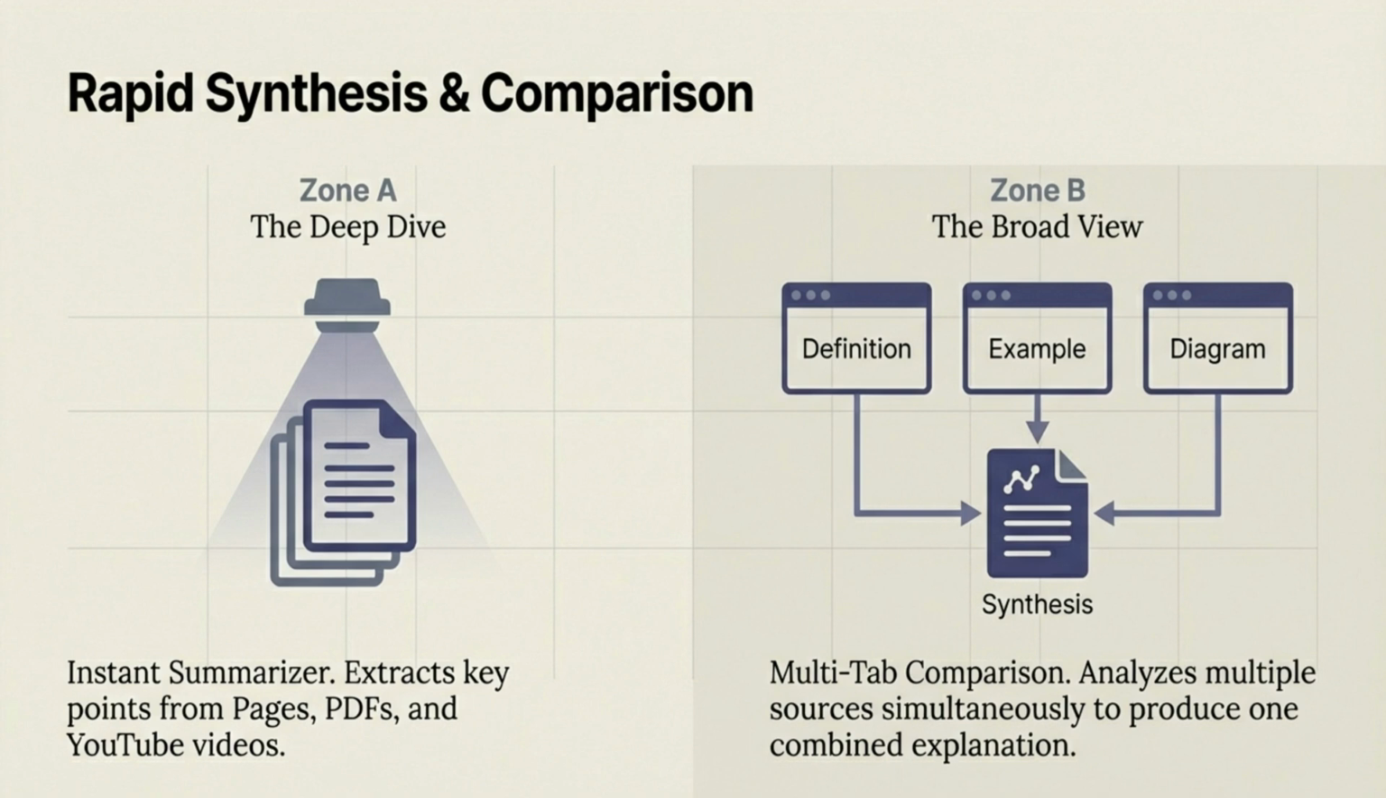Zone A is an instant summarizer for pages, PDFs, and videos. Zone B uses multi-tab comparison to analyze multiple sources simultaneously and produce one combined explanation.